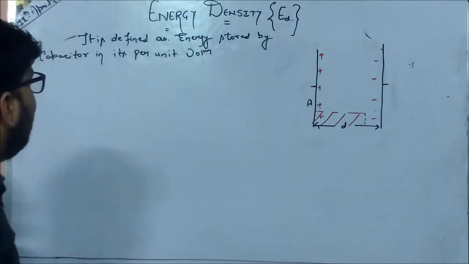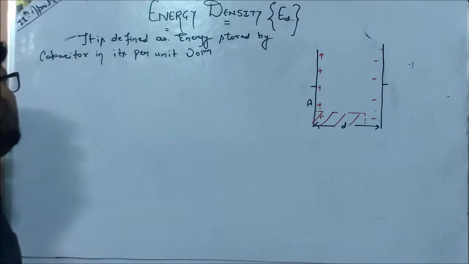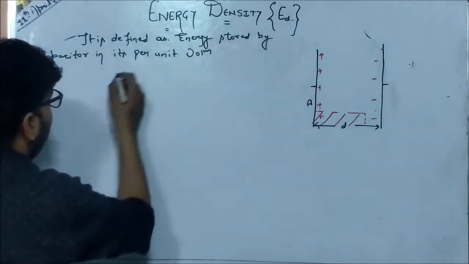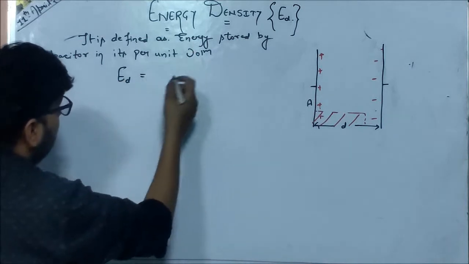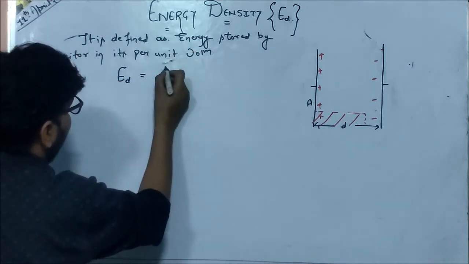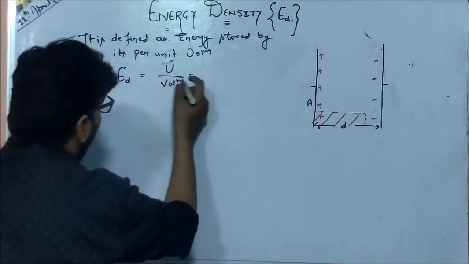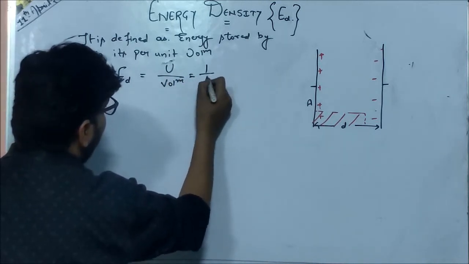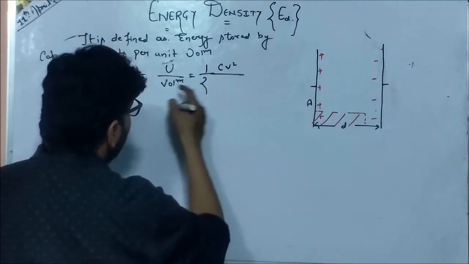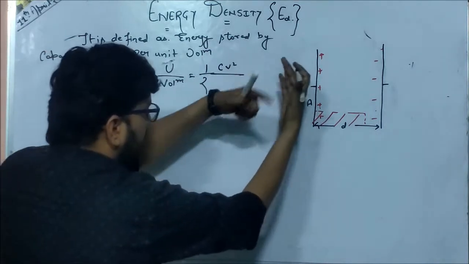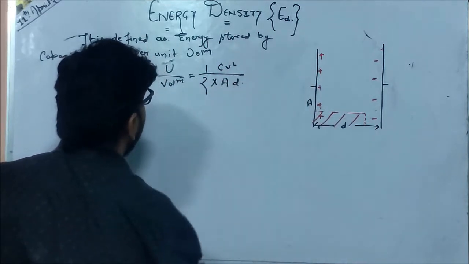It is defined as energy stored by a capacitor in its per unit volume. Now we will derive the formula. So it will be represented by ED, that is energy per unit volume. So energy will be represented by U and this is volume. Now energy, we know that the energy stored by a capacitor is half CV square and the volume of the capacitor is area into distance, so it is A into D.